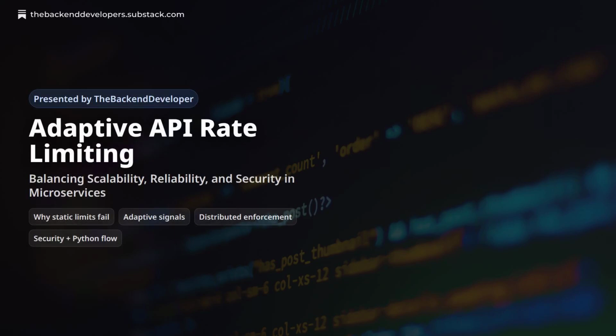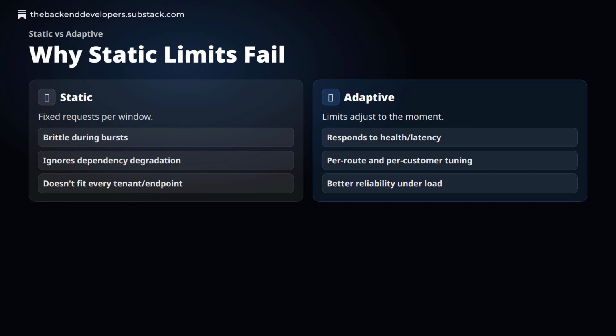Today we're talking about adaptive API rate limiting for microservices, how to stay scalable, reliable, and secure as traffic and risk change in real time. Static rate limits are simple, a fixed number of requests per time window. But in microservices, they often fail because traffic is bursty, dependencies degrade, and one size never fits every tenant, endpoint, or moment.